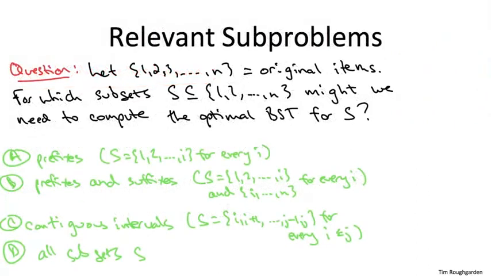So in light of this observation that the value of an optimal solution depends only immediately on subproblems that you obtain by throwing out a prefix or a suffix of the items, what I want you to think about on this quiz is what is the entire set of relevant subproblems. That is, for which subsets S of the original items 1 through n, is it important that we compute the value of an optimal binary search tree on the items only in S.